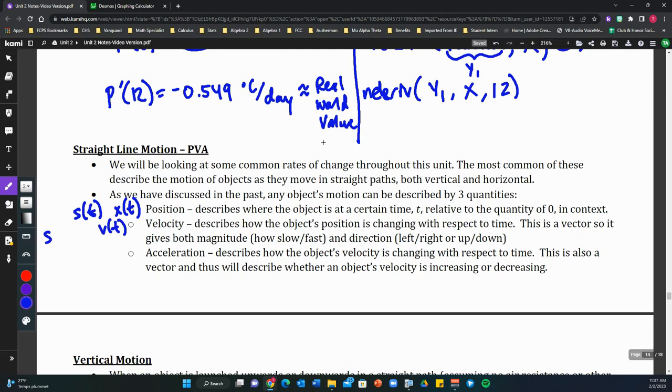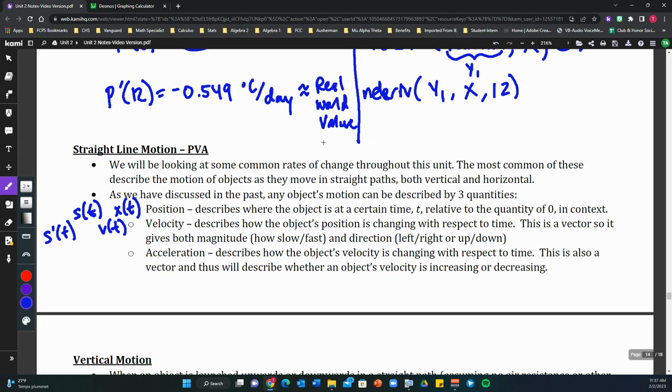of t, or we can think of it as the derivative of s or as x prime as well. But that describes how the object's position is changing with respect to time. So as time changes, as time passes, how is the position of that object changing? So is its position relative to the ground increasing, or is its position relative to the ground decreasing? So getting closer to the ground.